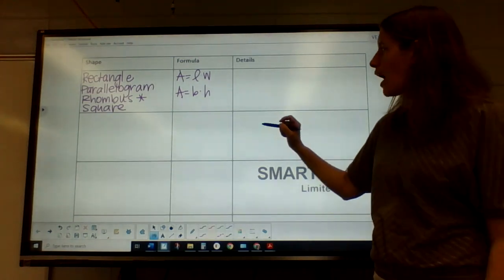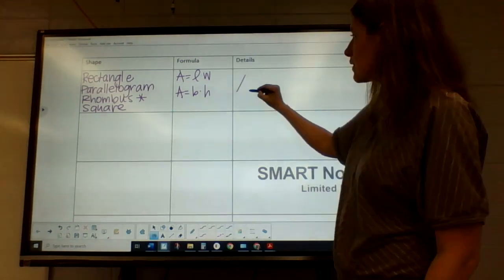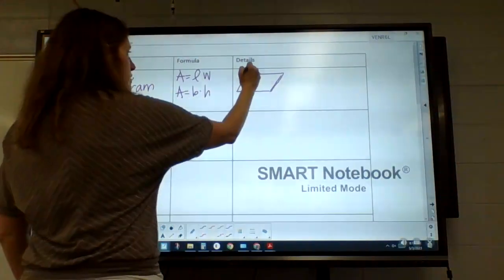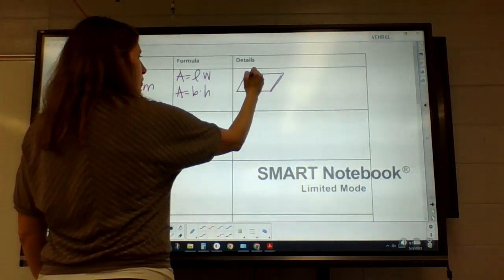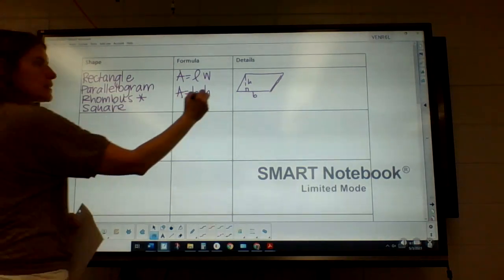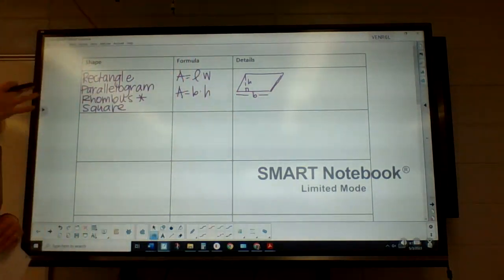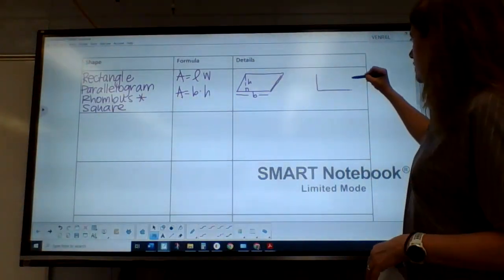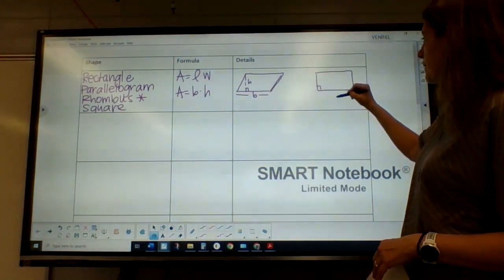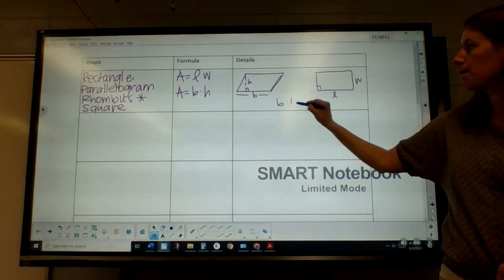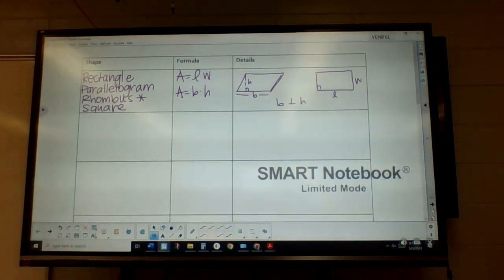So when I'm talking about the details here, the base and height, remember, have to be perpendicular. So the base is all the way across the bottom and the height is perpendicular. Or we could have length and width. And it doesn't matter which one you call which. But it is important that the base and height are perpendicular and the length and width are perpendicular.